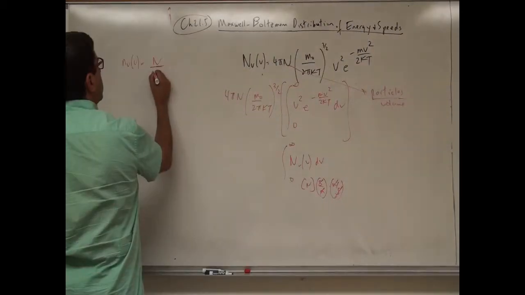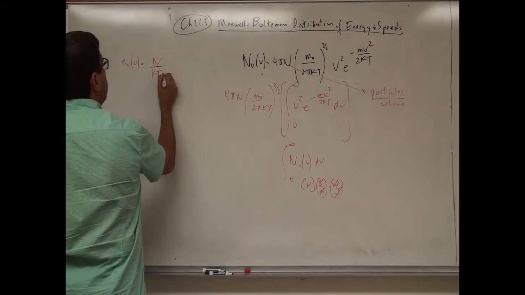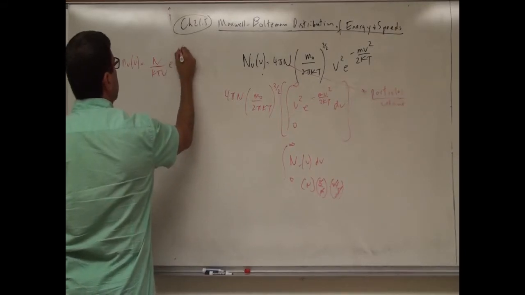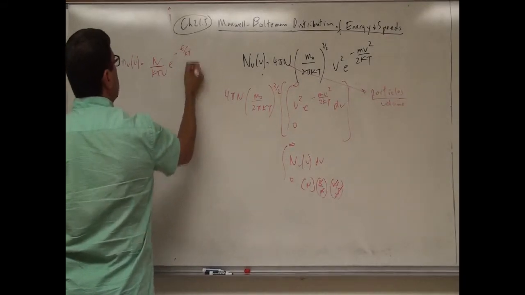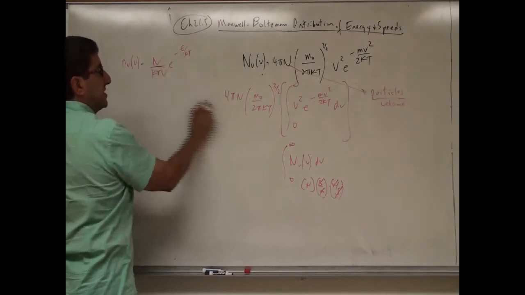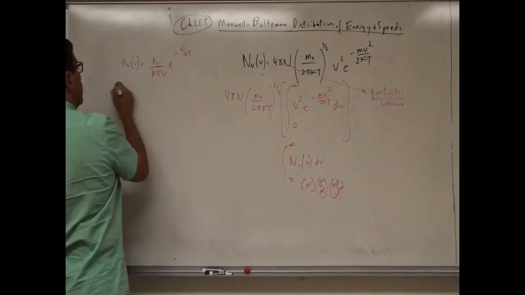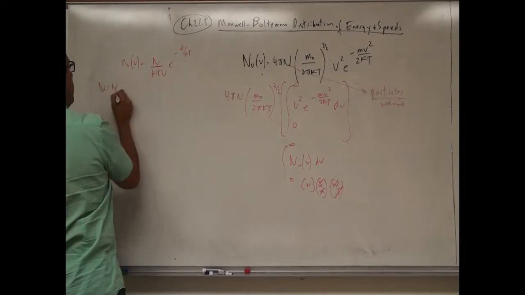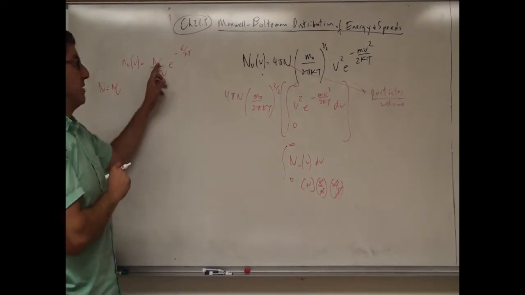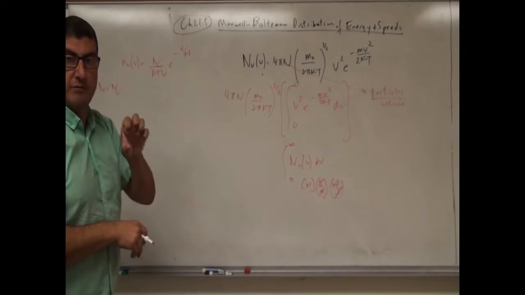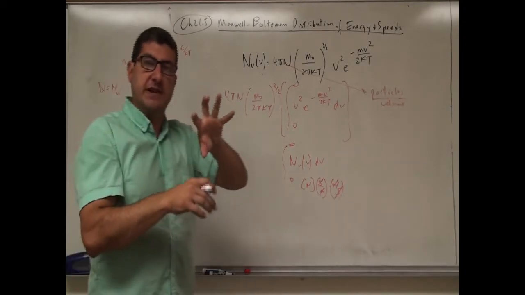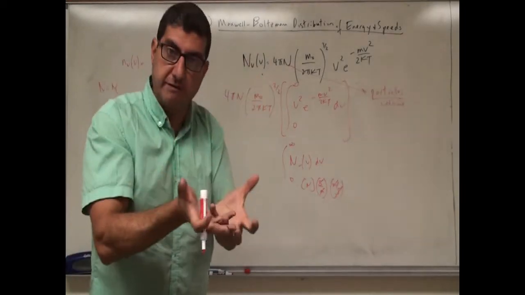Okay? This one we had N over KTV, e to the minus E over KT. If we want to define this the same way as the N in this equation, we can say let N equal N over V. The previous way I defined the N was that the N was the total number of particles, but I could also define the N as particles per volume.